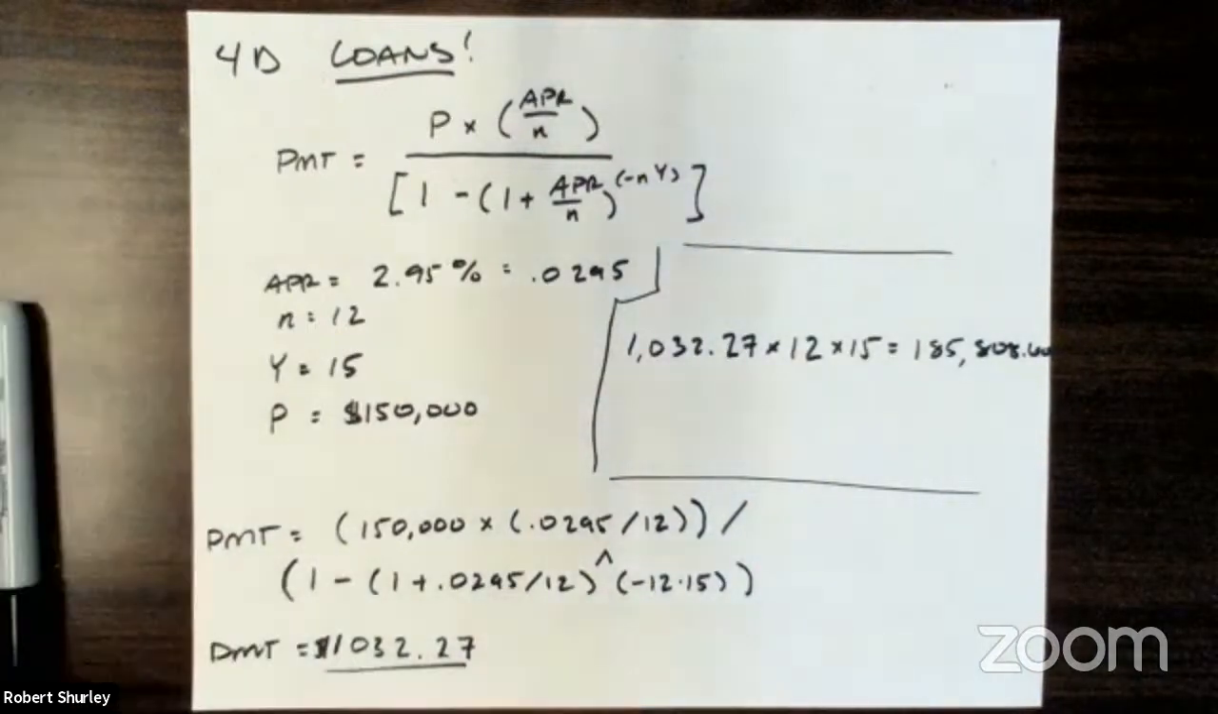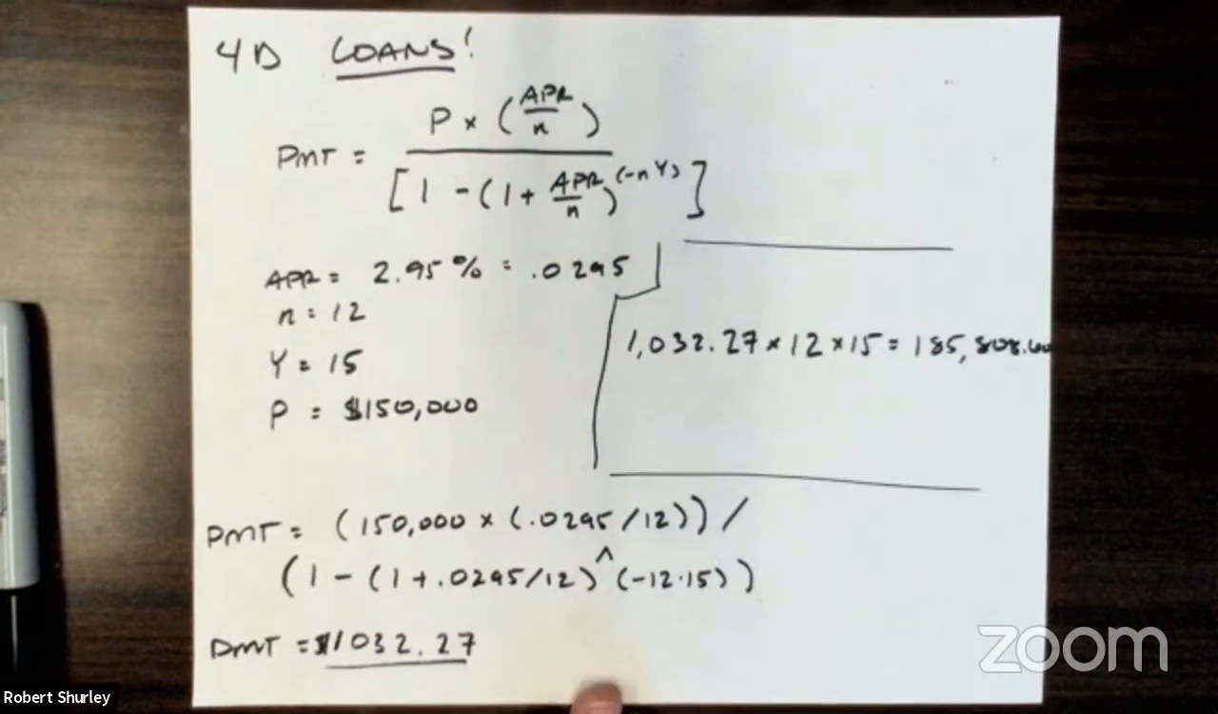Let's see here. Yeah, your book does an example about a student loan. It's actually very similar to this, so you can look at that one. The example on page 238.